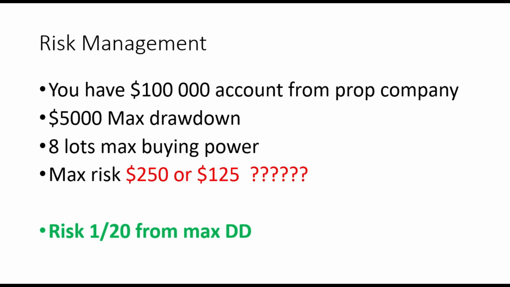So when I manage the risk, I want to risk no more than $250. Or sometimes when I create a negative account, yes, sometimes I lose $1,000 or a lot of trades, I reduce to $125. And my rule is that I'm using just 5% of my maximum drawdown as a major risk.